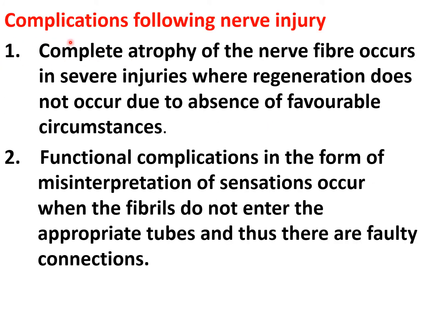Then what are the complications following the nerve injury? Complete atrophy of the nerve fiber occurs in severe injuries where regeneration does not occur due to absence of the favorable circumstances. Then functional complication in the form of misinterpretation of sensation occurs when the fibrils do not enter the appropriate tubes and thus there are faulty connections.